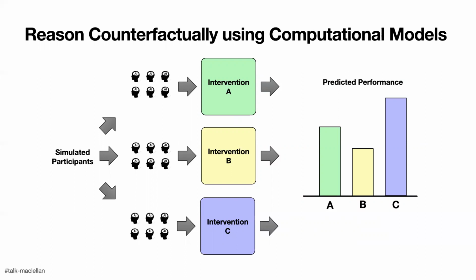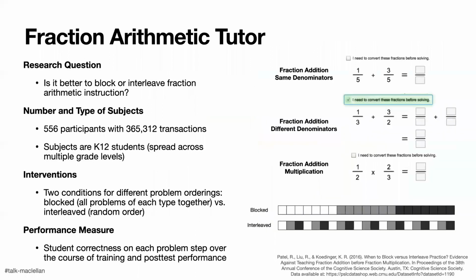So this makes it possible to reason about interventions that are known and that we might have some human data for, but it also enables us to reason counterfactually about interventions that we don't have any human data about under those conditions. So to explore this idea, we used a fraction arithmetic tutor designed by Ronnie Patel.